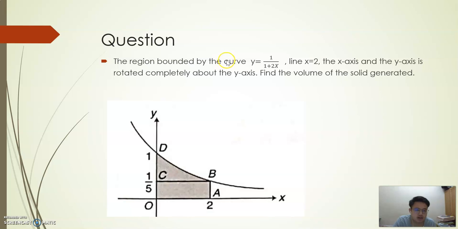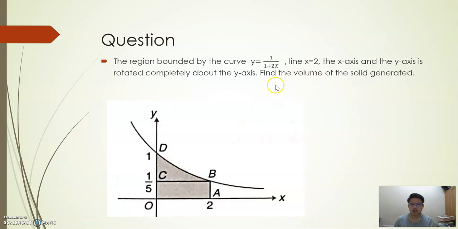The region bounded by the curve y equals 1 plus 1 over 1 plus 2x, and the line x equals 2, the x-axis and the y-axis is rotated completely about the y-axis. Find the volume of the solid generated.